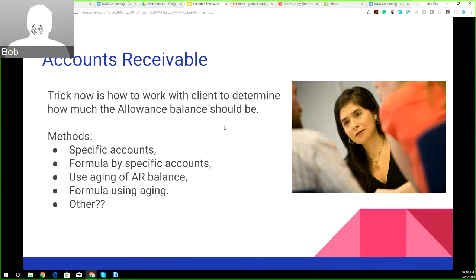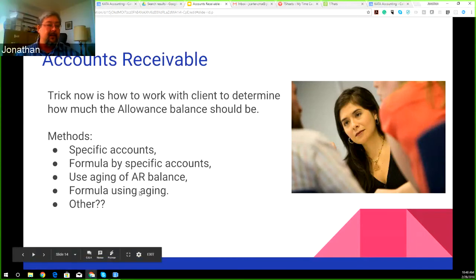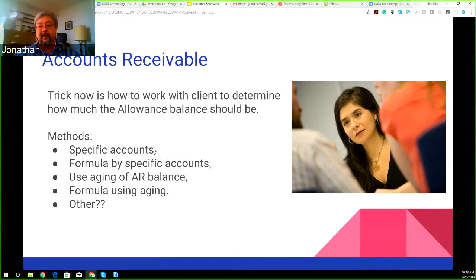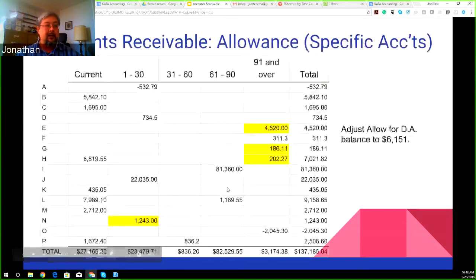So how do you calculate the allowance for bad debt? We're going to go over a few different methods, but my favorite personally is always specific. Your customers are all different, and until you get a very, very large customer list, I think moving to a formulaic method is not as precise as looking at the specific accounts. So we're going to run through these really quickly. Bob, I'm going to let you take it away here.